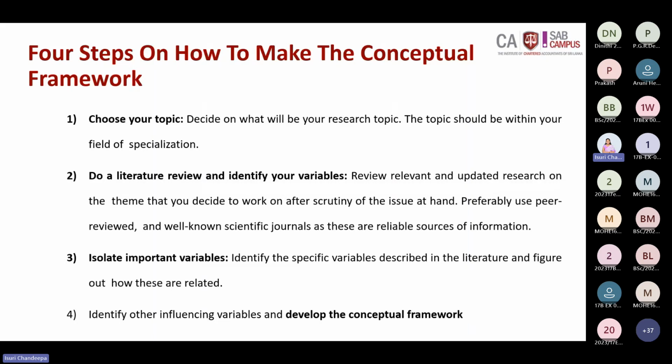So then you need to do a literature review and identify your variables. Literature review in the sense of reading similar articles, similar papers to your study, right? Similar findings, similar papers, relevant concepts. You need to read the previous findings on these things, right? So once you do the literature review, you have the chance to identify the variables and then isolate the important variables.